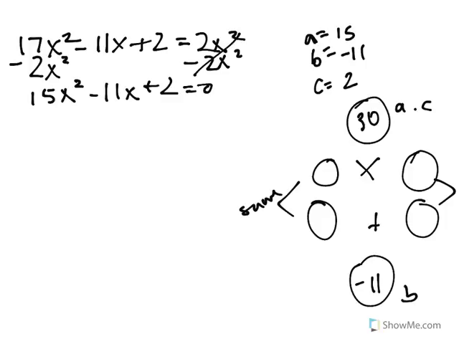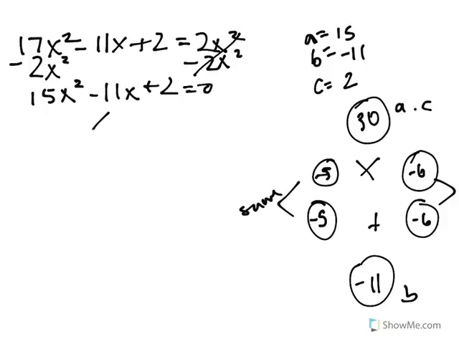So let's see, 1 times 30, no, that doesn't work. 2 times 15, no, that doesn't work. Let's do 6 times 5, that one will work. So let's do negative 5, negative 6. You just copy up top.